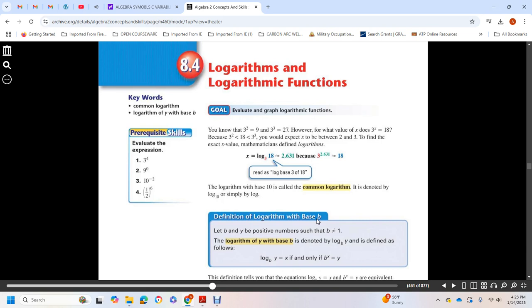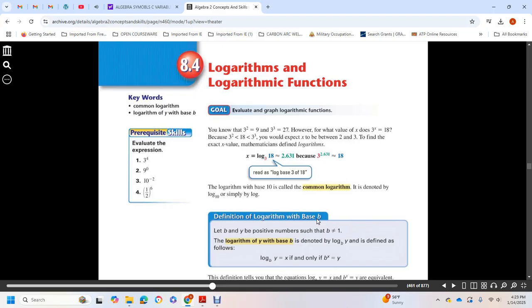You know that 3 to the second equals 9, and 3 to the third equals 27. However, what value of x makes 3 to the x equal 18? Because 3 squared is less than 18, and 18 is less than 3 cubed, you would expect it to be between 2 and 3.